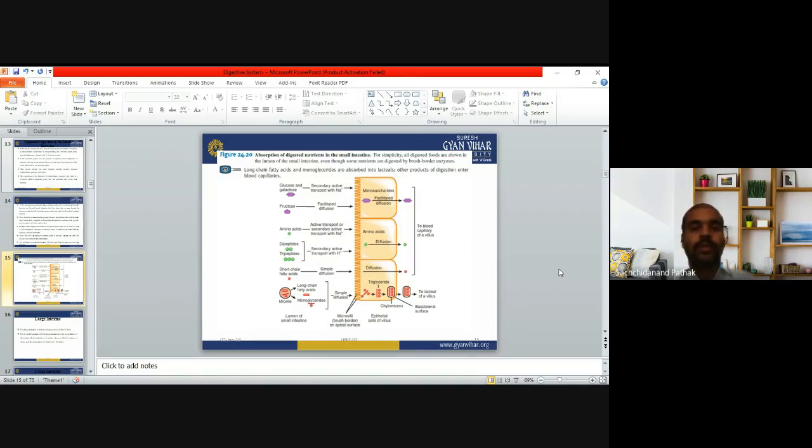Microvilli are present on the epithelial cell surface. Amino acids go through active transport or secondary active transport into the cell, which causes diffusion, and they go into the blood. Dipeptides and tripeptides go through a secondary transport mechanism. Short-chain fatty acids go through simple diffusion into the epithelial cell, then pass across the basolateral membrane, the basolateral surface, and go into the blood.